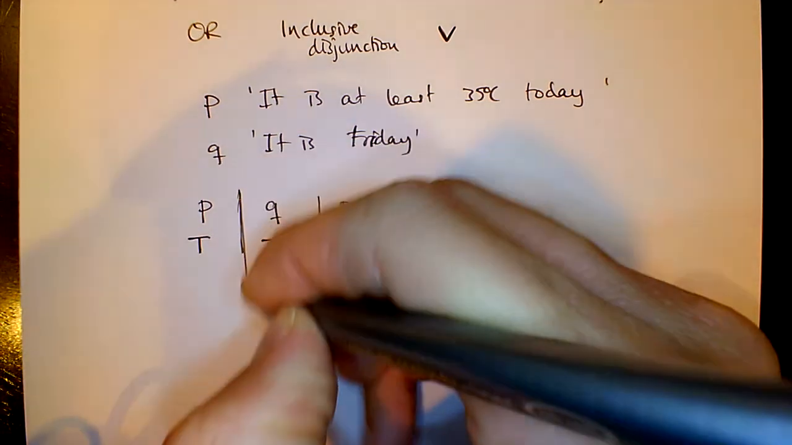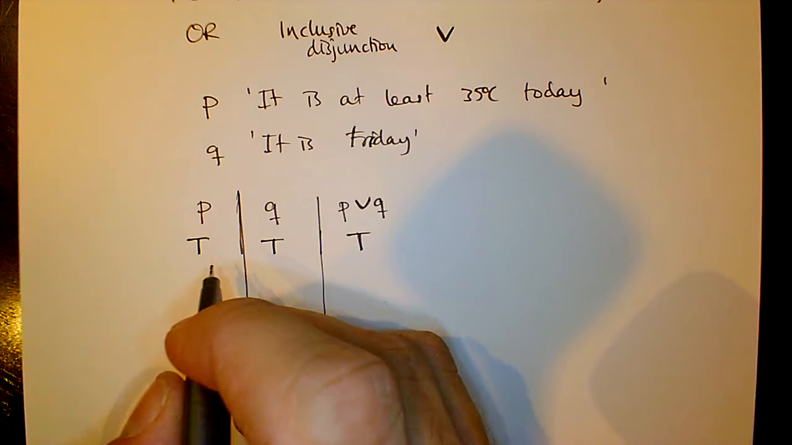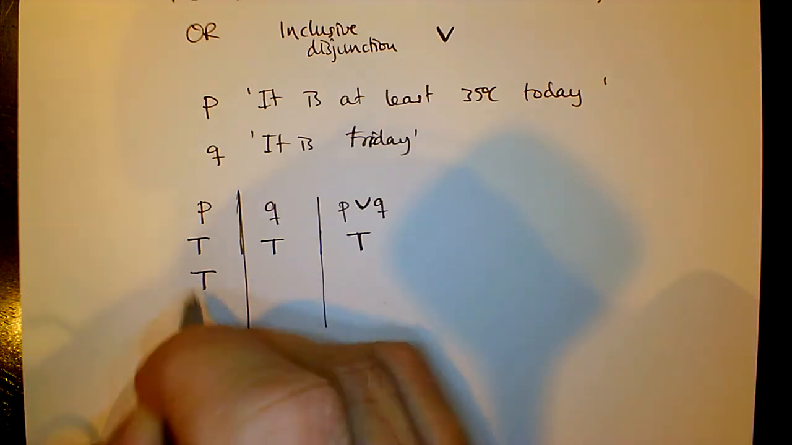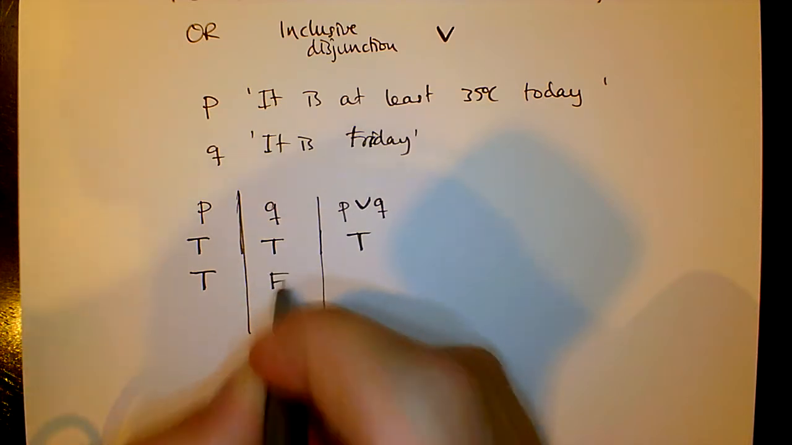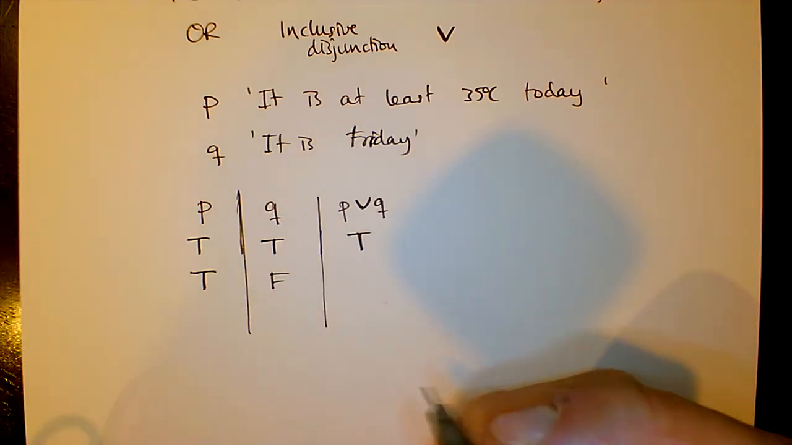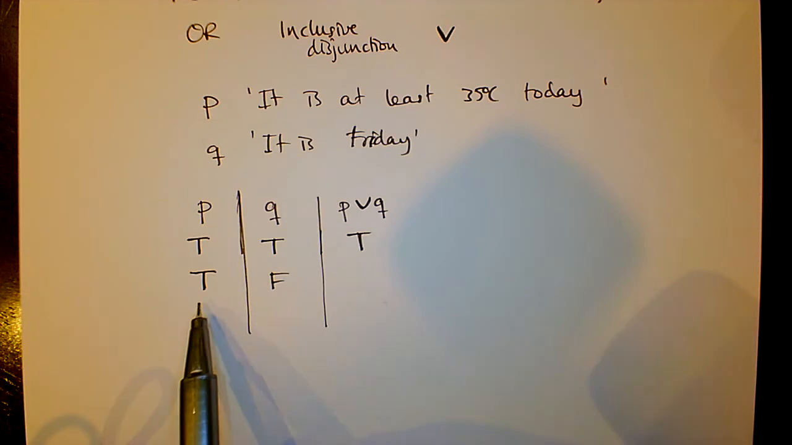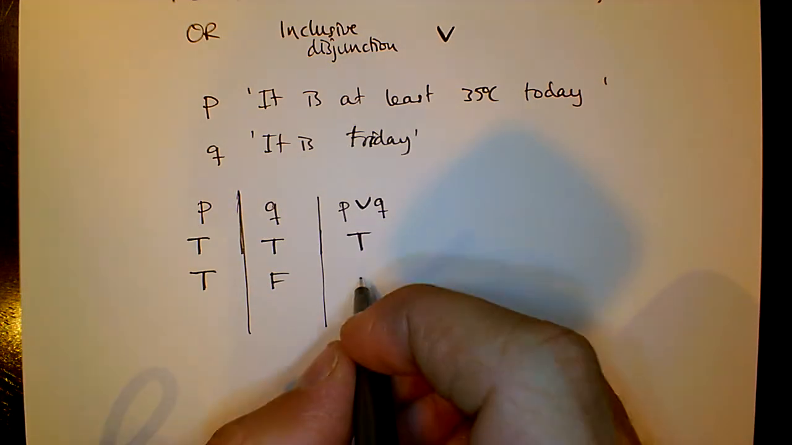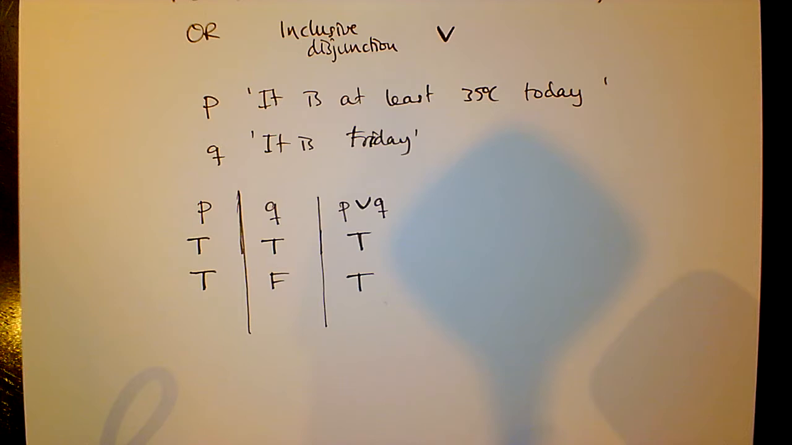If we then continue and we look at what if the P statement is true, so it is at least 35 degrees Celsius today, but it is not Friday, so then the Q statement is false. Well, according to inclusive disjunction, either is okay as well. So at the moment the P is true, so therefore that is okay. So then the inclusive disjunction must be true.